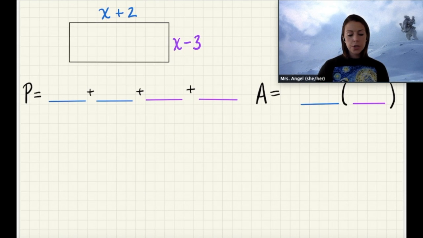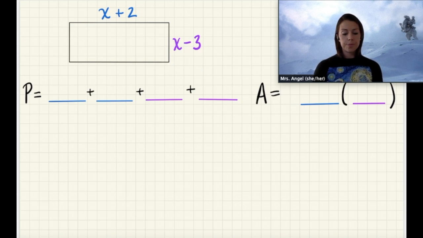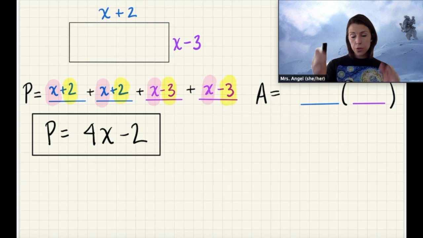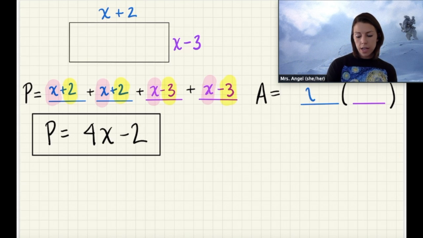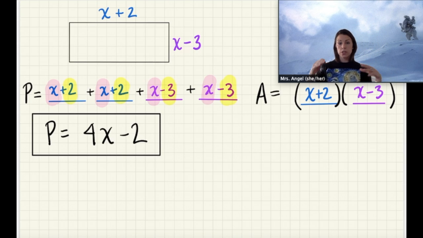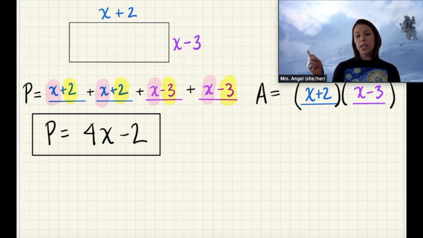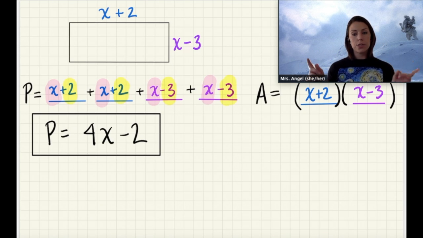Okay, example 2. x plus 2 by x minus 3. Go ahead and find the perimeter first. For my area, this is going to be a little bit trickier. I'm going to put in both of my expressions, x plus 2 and x minus 3, and I'm going to put parentheses around the first binomial, around that first expression, so that I know I have to multiply everything. Now let's go to the next screen and actually simplify using both methods.